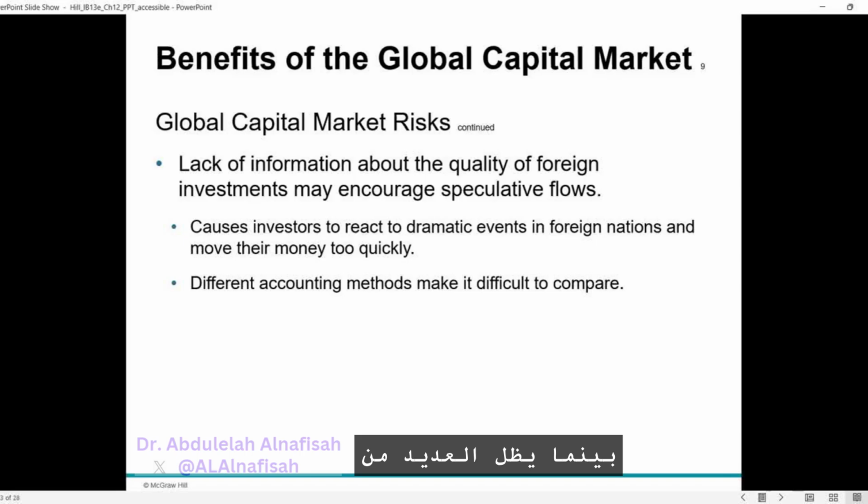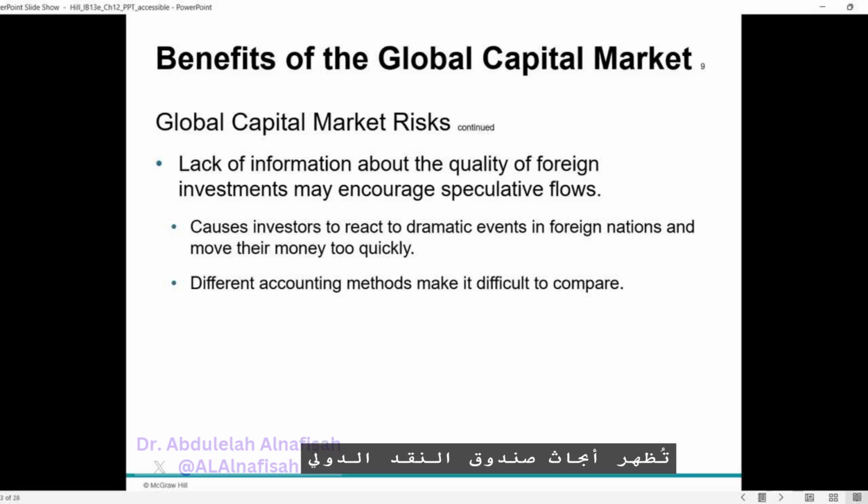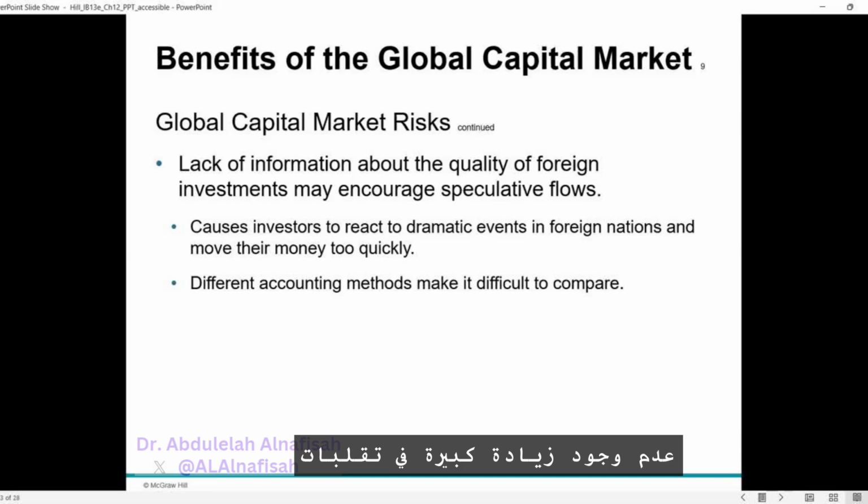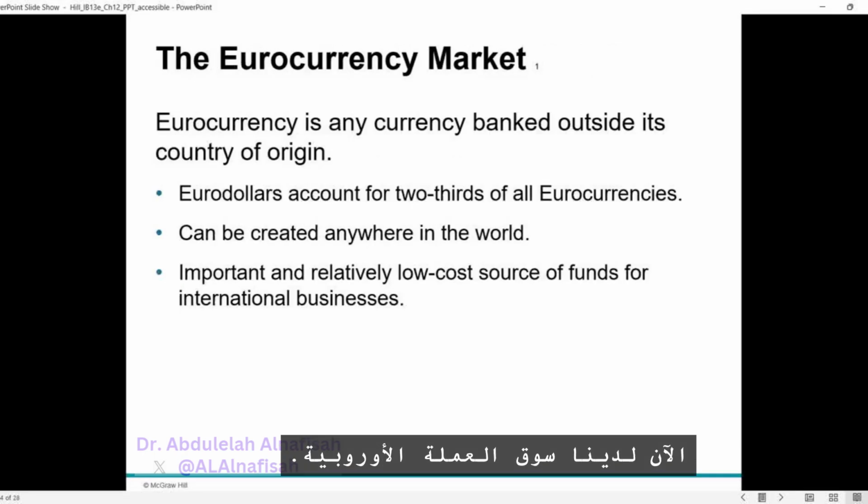While many investors remain cautious, better information from financial intermediaries could reduce speculative flows and improve decision-making as global capital markets grow. Despite concerns following the Asian financial crisis, IMF research shows no significant rise in financial market volatility since the 1970s. Now we have the euro currency market.